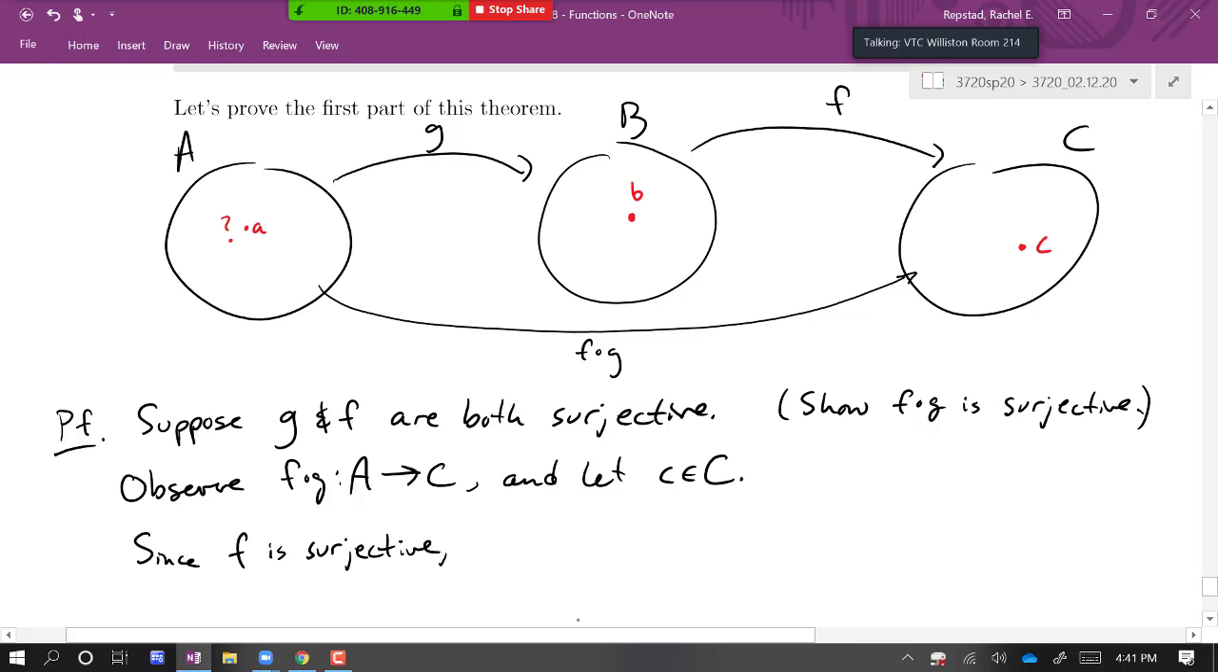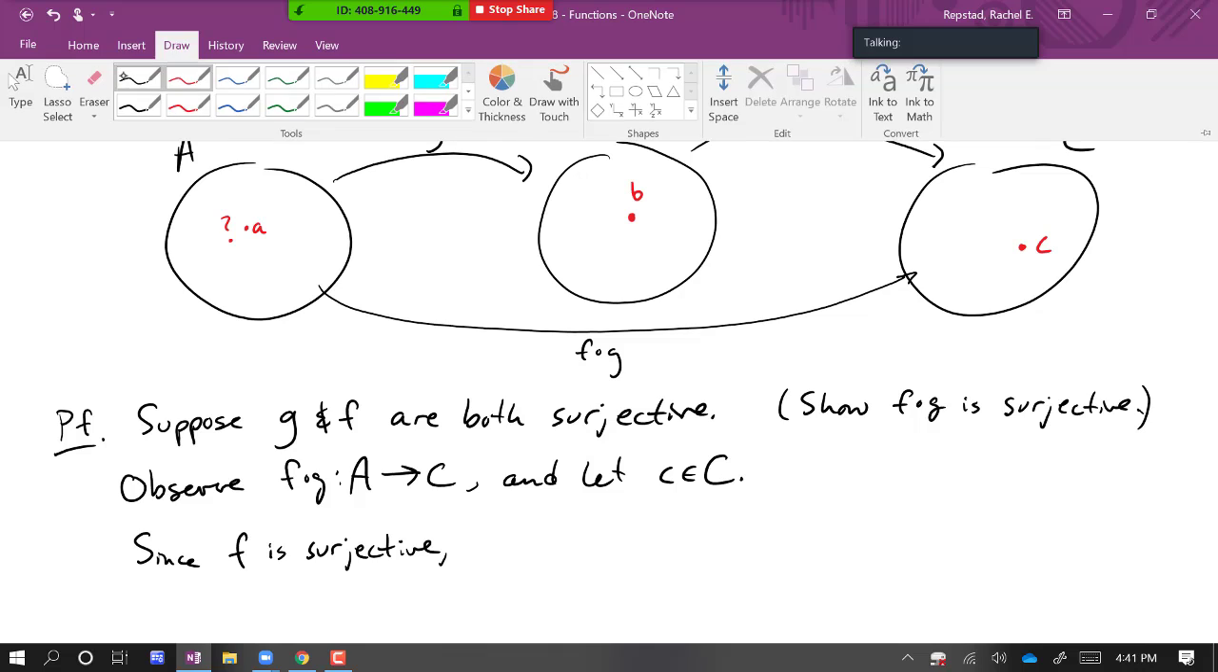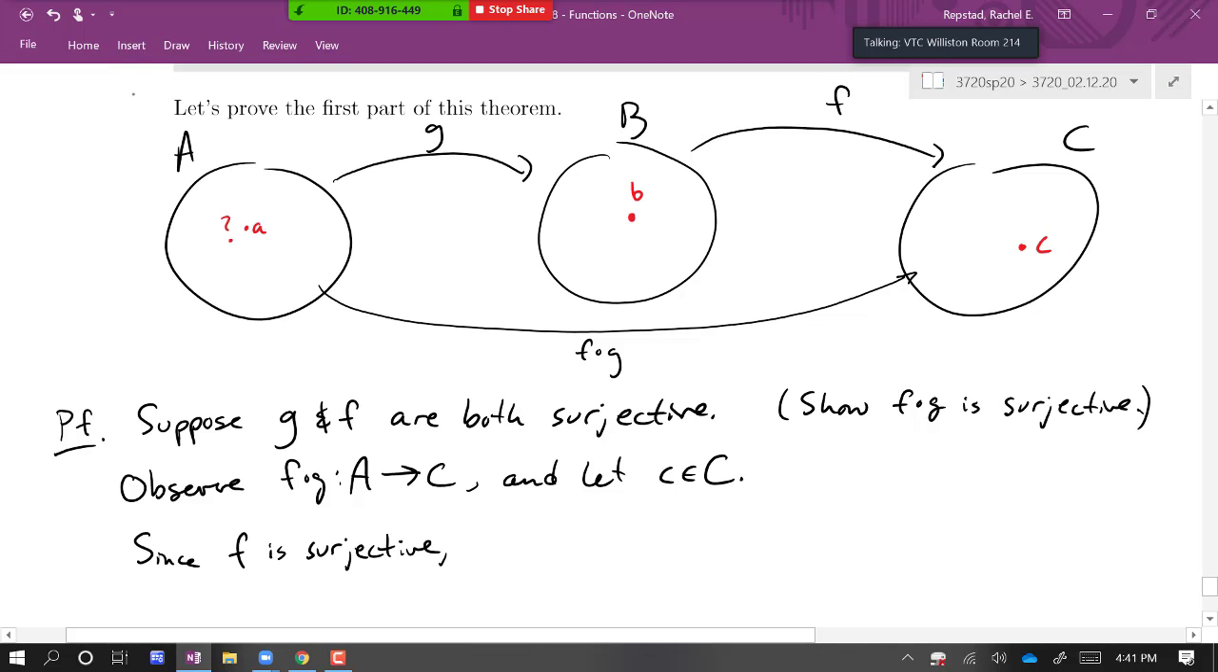Right? So surjective is onto. So if F is onto, that means that as F maps from B into C, it covers everything. Every element of C will get hit by some element of B.